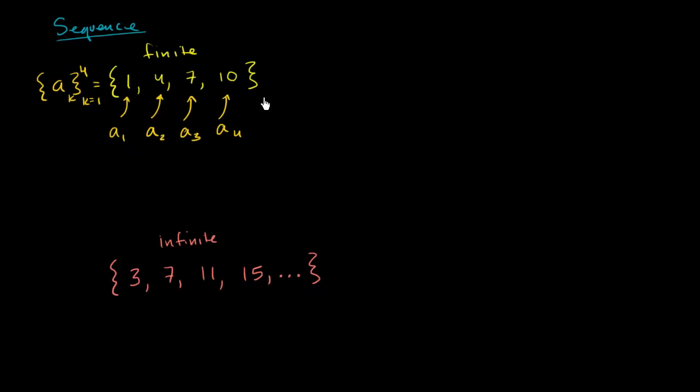Now, I could also define it by not explicitly writing the sequence like this. I could essentially define our sequence using a kind of function notation, or something close to function notation. So the same exact sequence, I could define it as a sub k from k equals 1 to 4 with, instead of explicitly writing the numbers here, a sub k is equal to some function of k. So let's see what happens. When k is 1, we get 1. When k is 2, we get 4. When k is 3, we get 7.